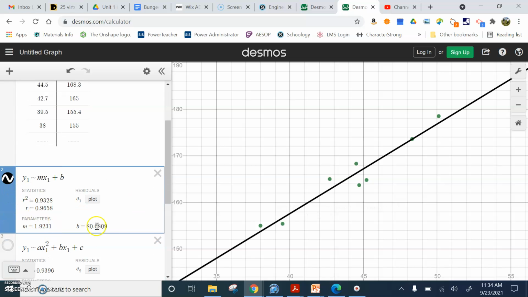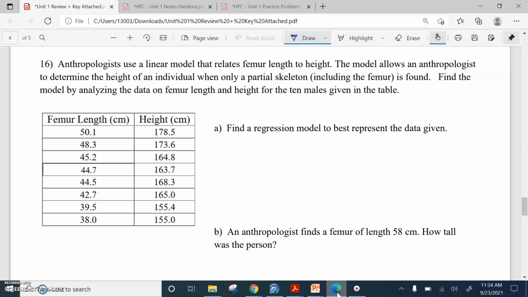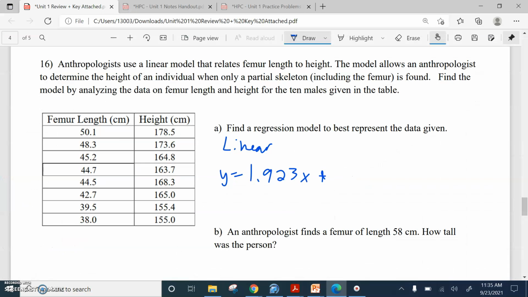We're going to type that in. And yeah, it's not a great R value, but it's the best we can do. So we're going to type that in as our answer. 1.923. So I'm going to say linear. Y equals 1.923x plus 86. And there you go, that's the answer to A.